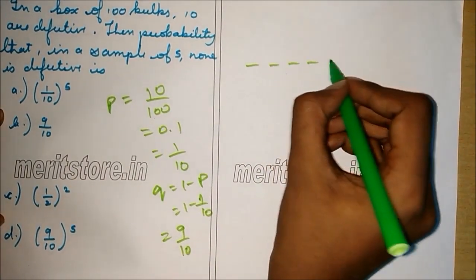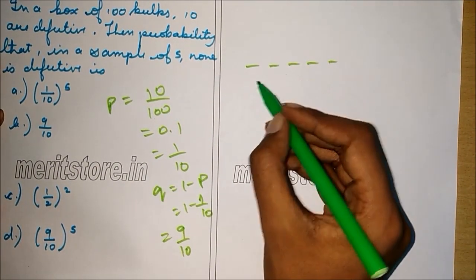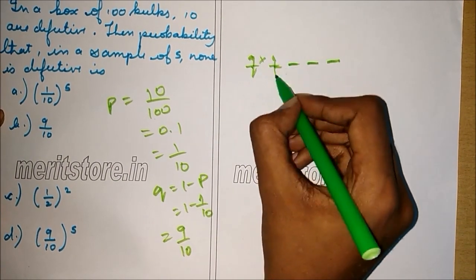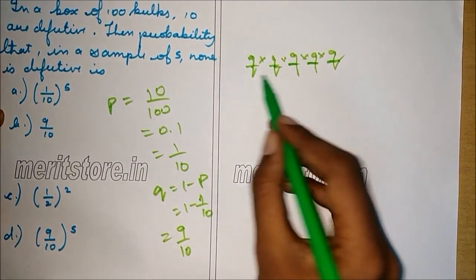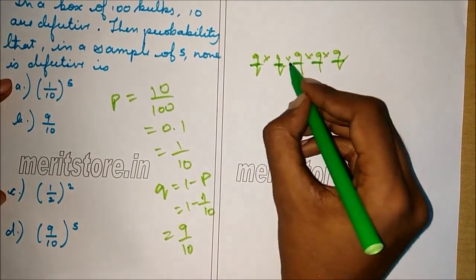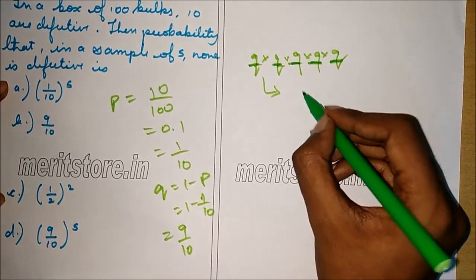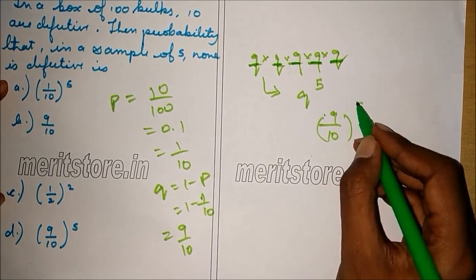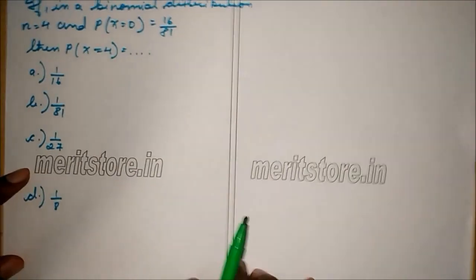So there are 5 samples and none should be defective. That is, probability for each one of them should be Q. So this will be Q into Q into Q into Q into Q, that is 5 times. None of the bulbs should be defective in a sample of 5. So this will be equal to Q raised to 5, and this is equal to 9 by 10 raised to 5, which is option D.